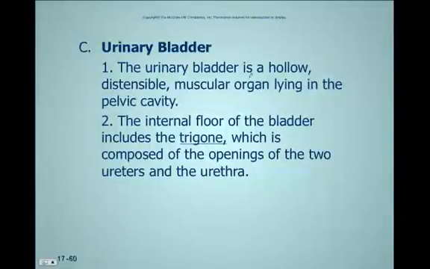Now the urinary bladder is going to be this hollow, distensible, obviously it has to be able to distend when it takes in fluid, distensible muscular organ that is obviously in the pelvic cavity. And the internal floor of the bladder is going to include something called the trigone, which I'm going to show you in just a minute, which is going to be made up of the two openings where the ureters are coming into the bladder and then the urethra.